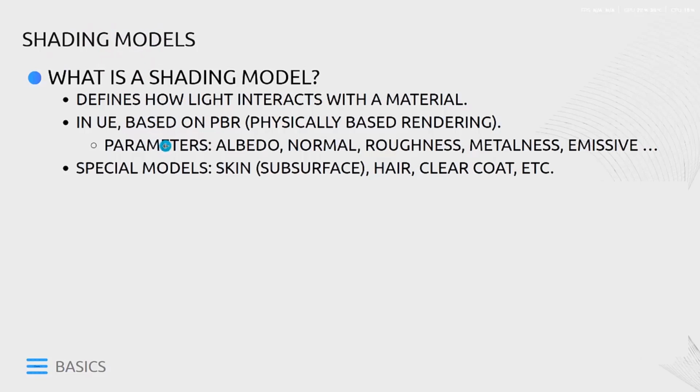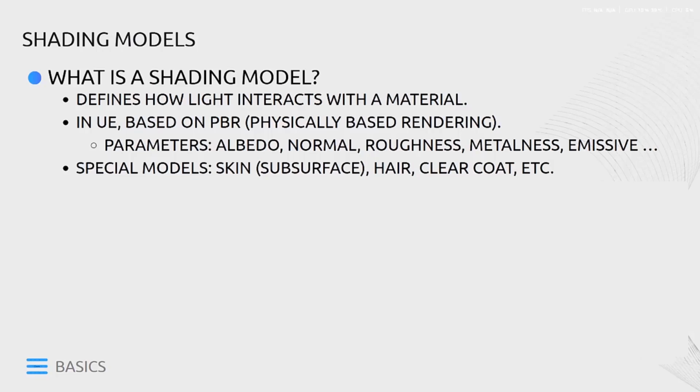But sometimes we need different shading models. For example, lighting does not interact with hair or skin in the same way it interacts with a simple PBR surface. So in that case, we use another shading model. That's why shading models exist, to define the way lighting is calculated for different types of surfaces.